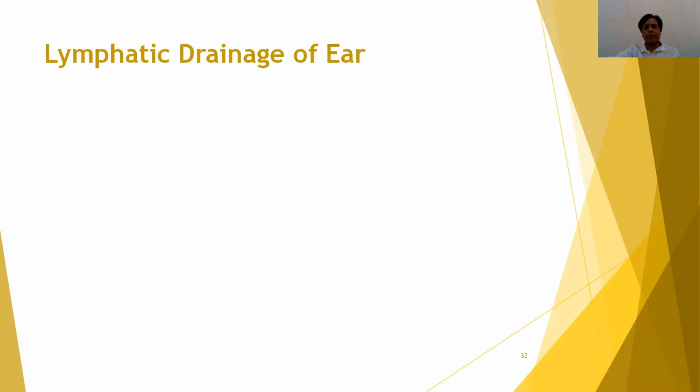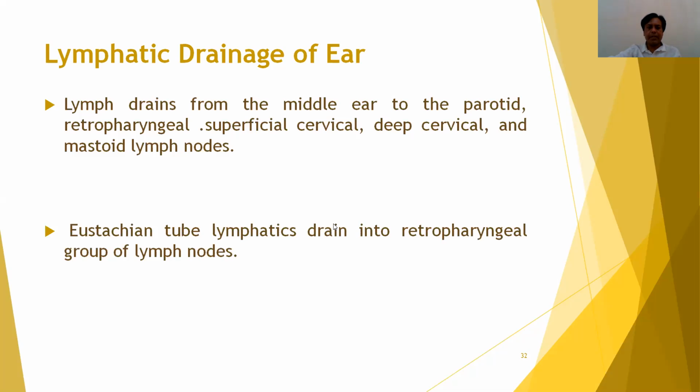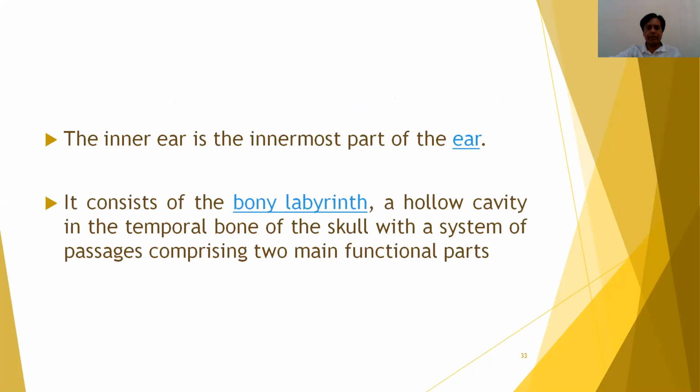Then lymphatic drainage of ear. Lymphatics drain from the middle ear to the parotid, retropharyngeal, superficial cervical, deep cervical, and mastoid lymph nodes. Eustachian tube lymphatics drain into retropharyngeal group of lymph nodes. Internal ear does not have any lymphatics.